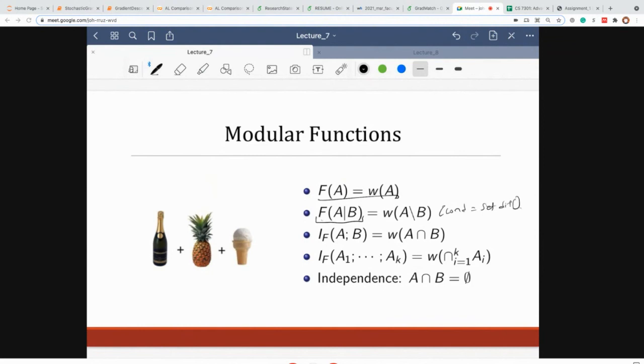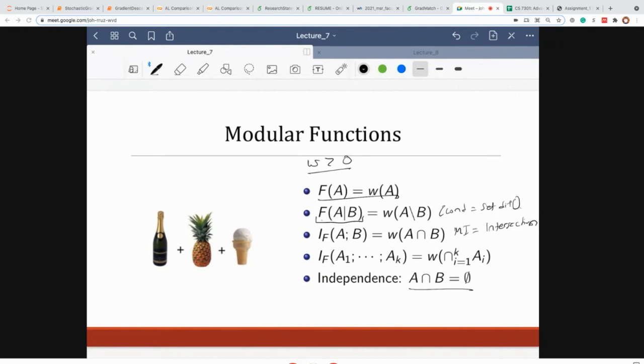I f of A, B is equal to w of A intersection B. Again, because it's modular, mutual information is equal to intersection. I f of A1 to Ak is equal to w of the intersection of the Ai's. And finally, independence implies that A intersection B, and here we assume that the modular function is greater than 0 everywhere, so independence implies that A intersection B is equal to the empty set. So A and B are independent if they are disjoint. So modular function is the simplest case, not really interesting.